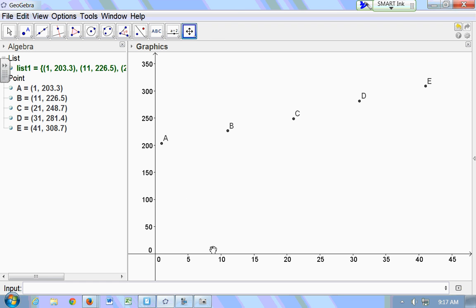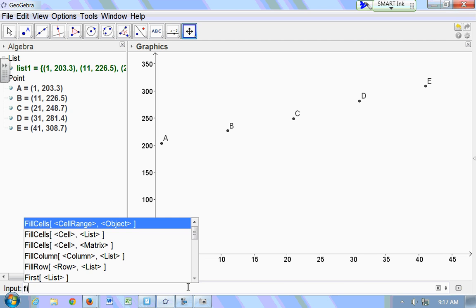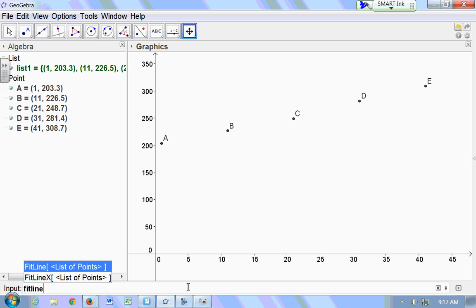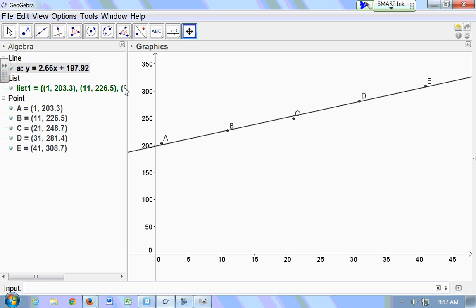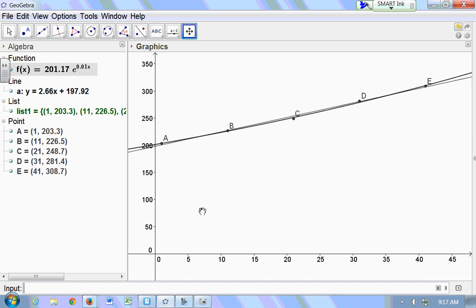Okay, so I'm supposed to fit a linear function and an exponential function. So I think the command for fitting a line is fitLine. And then we just have to choose the list of points, which is list 1. And there's the equation of my line. And then I need to do fitExp, fits an exponential for list 1. And there's my exponential, the curve.